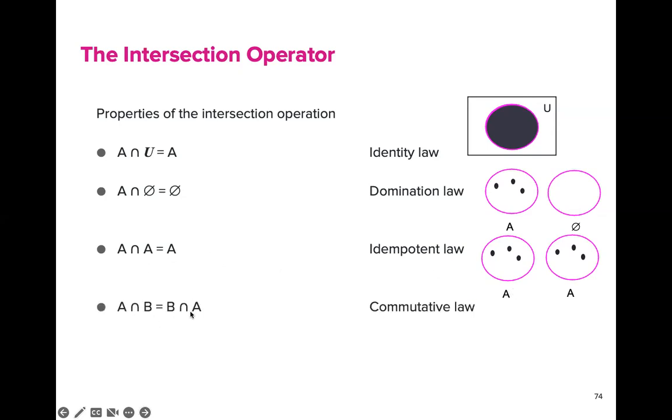Now, we also have the commutative law, and it also applies to the intersection operator. So we have A intersection B, it will be equal to B intersection A. We simply interchange the position of A and B. And then the associative law will also apply to the intersection operator. So we have A intersection B intersection C, it will be equal to A intersection B intersection C. And we also have the disjoint set.